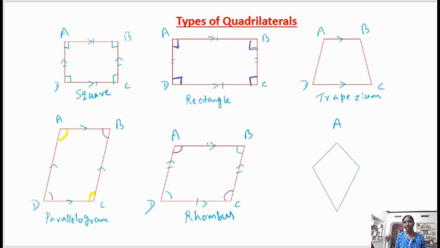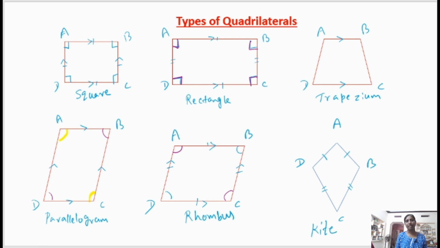Let me name it A, B, C, D. Here adjacent sides are equal. Adjacent sides means AD and AB are equal, and DC and BC are equal. This type of quadrilateral in which adjacent sides are equal is called a kite.